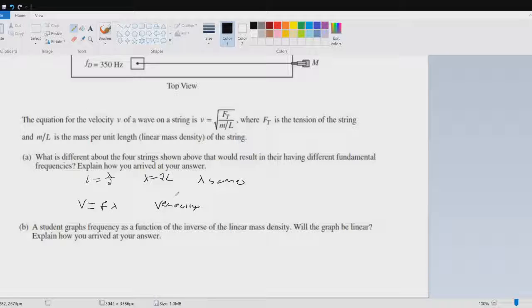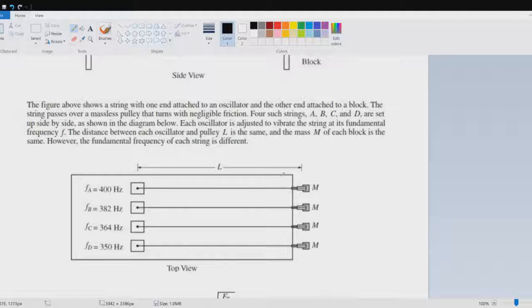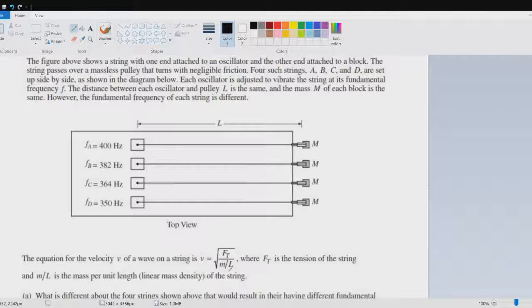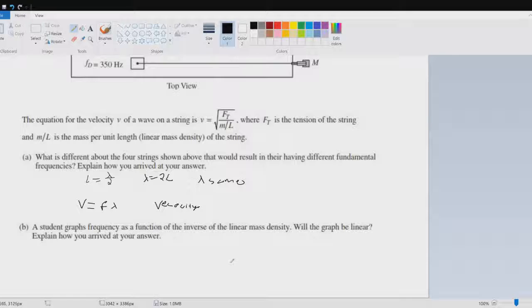The next question states that a student graphs frequency as a function of the inverse of the linear mass density. The linear mass density, by the way, is the m divided by L part in the equation. Will the graph be linear? And explain your answer. So first we know that v equals f times wavelength as stated earlier, and we also know that in this case v equals the square root of Ft divided by the linear mass density.